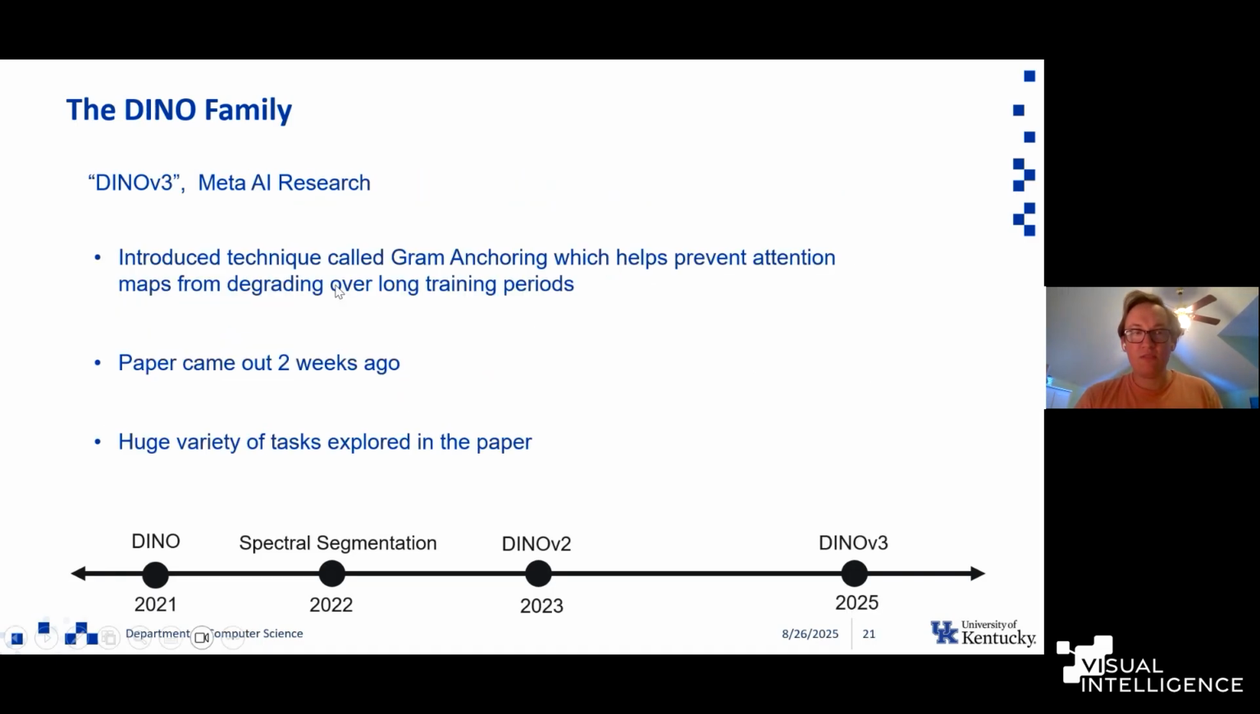And so stepping 1 year further in the future, so that now it's 2025, where it's 2 weeks ago, this paper just came out, DINO v3. It introduced a technique called gram anchoring, which helps prevent attention maps from degrading over long training periods, a problem that's discussed pretty frequently in the literature. And this paper came up with some remediations for this. And now there's dozens of tasks explored in this paper. This paper just came out 2 weeks ago, so I didn't look at them all yet.